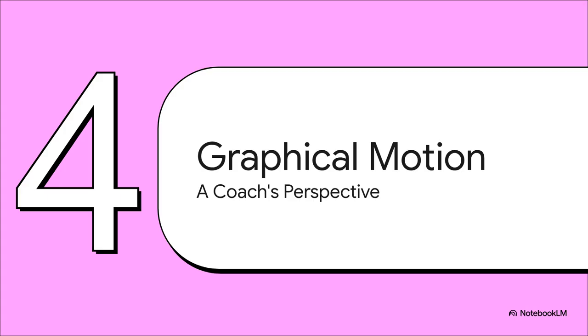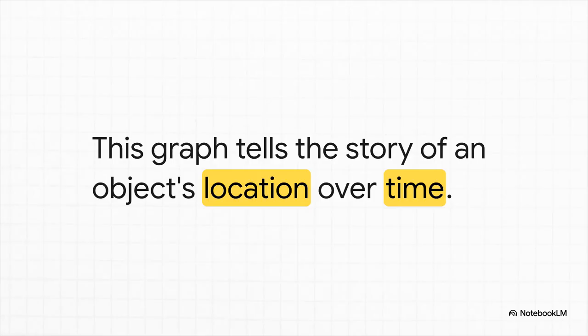All right, numbers and definitions are great, but sometimes the best way to really understand the story of what happened is to see it visually. Think like a coach. A coach might use graphs to analyze their runner's performance, and these graphs are the perfect way to see all these ideas in action. First up, we have the position time graph. This thing is basically a play-by-play of the runner's location, their position, at every single moment in time.